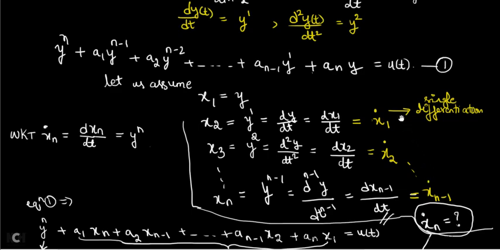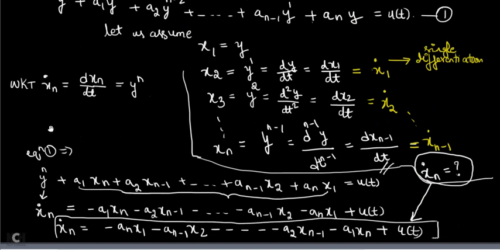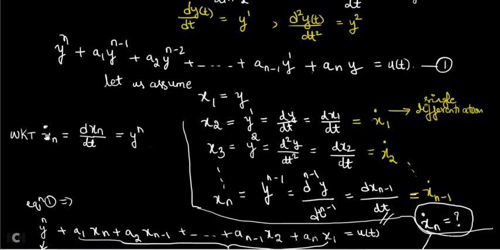Understood? Now I got x1 dot, x2 dot, up to xn minus 1 dot. How to get xn dot? For that, first we know that xn dot is nothing but single differentiation of xn, which can be written as y power n.